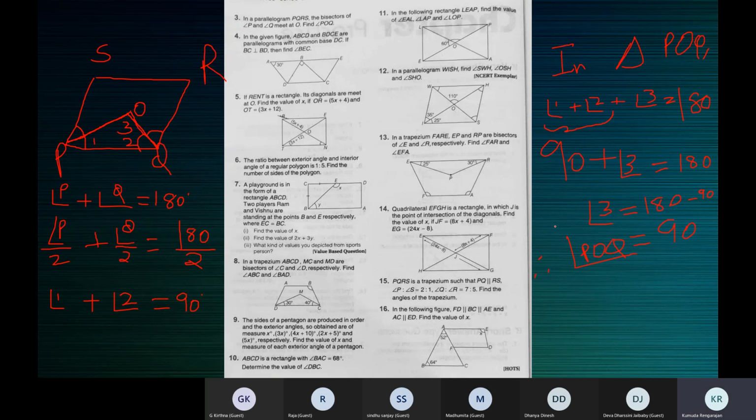Yes, Devadarshini, you wanted to say something? No, ma'am, I'm just saying his answer, ma'am. That one I was coming to say, ma'am, 180 divided by 2 only is 90 degrees. Okay.